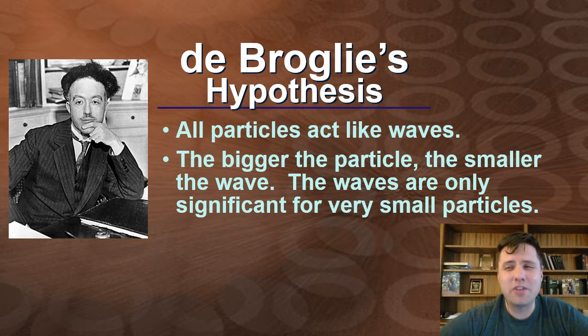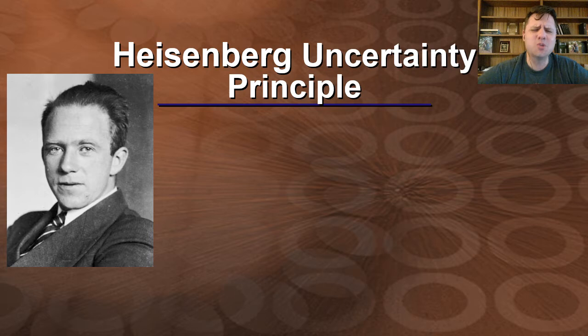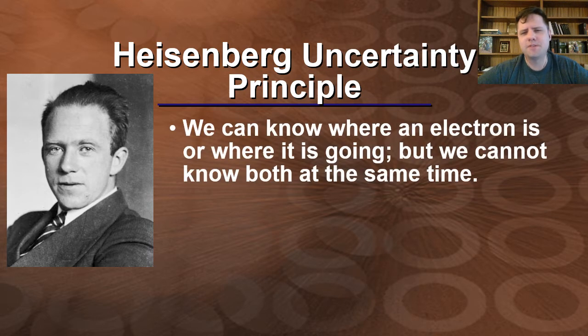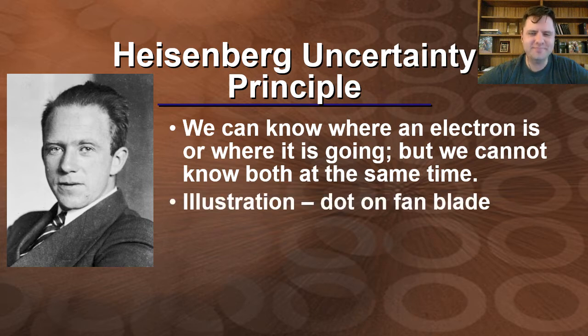So if that's the case, whenever you get to this very, very small particle, he says they act more and more like waves the smaller they are. And so his work, combined with Heisenberg, who develops the Heisenberg uncertainty principle, said that we can know where an electron is or where it's going, but we cannot know both at the same time. In other words, the more you know about the location of the electron, the less you know about where it's headed. Or, said conversely, the more you know about where the electron is headed, the less you know about its location.